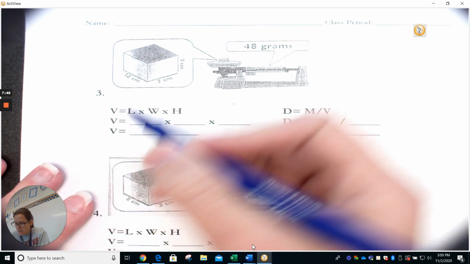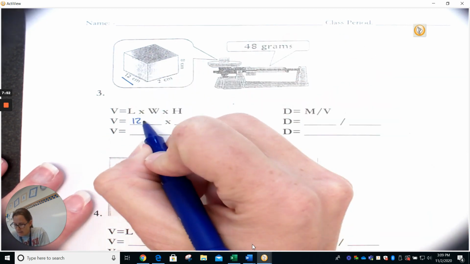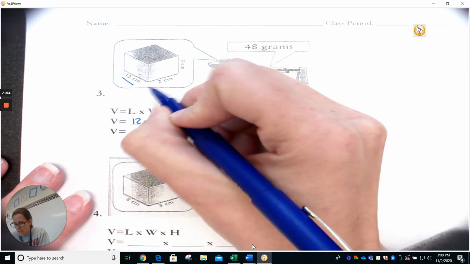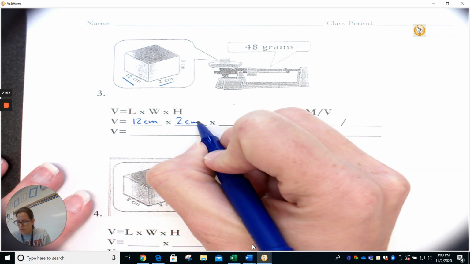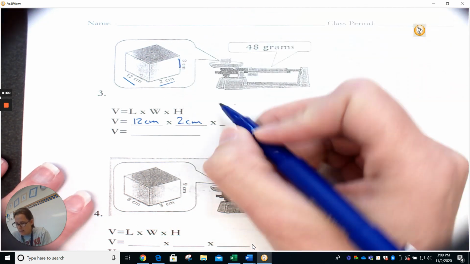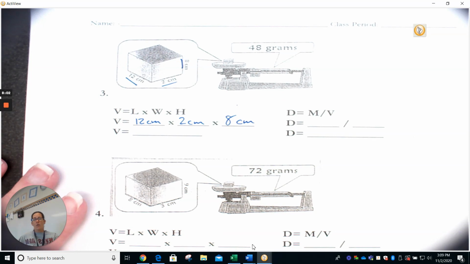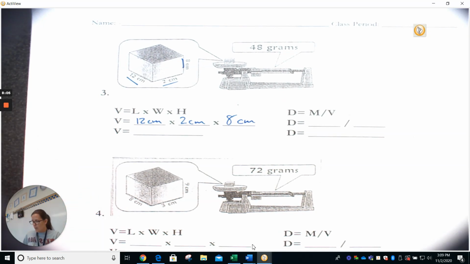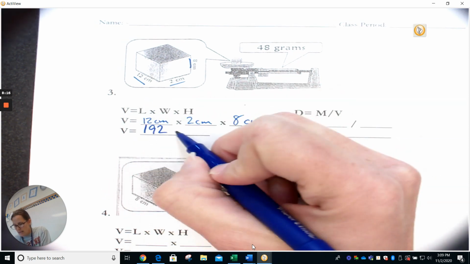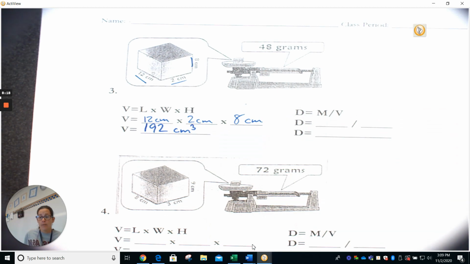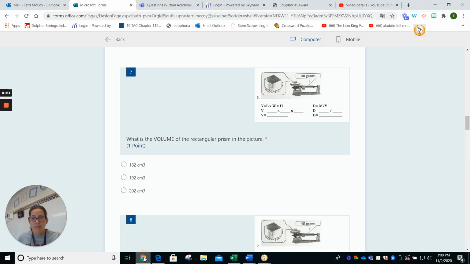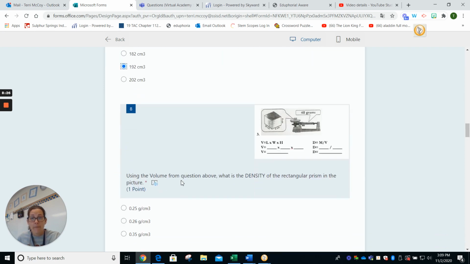Okay, so volume equals, and here's our length, 12 centimeters. Here's our width, 2 centimeters. And here's our height, 8 centimeters. So when we plug that into our calculator, we are going to get 192 centimeters cubed. So we've got 192 centimeters cubed is our volume. So we would go back to our form. We're going to select the right option, so 192 centimeters cubed. And that's it for that one.